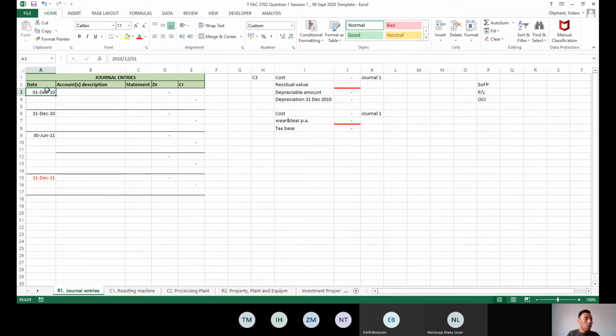So this is how your journal entries look, but they've already given you the dates in terms of what needs to happen. So you have the date, you have the account that you're going to debit or credit, and in which statement that account impacts. Is it your statement of financial position, is it your statement of profit or loss, or is it your other comprehensive income? That's very important for you to indicate, because if you have an account here that has no indication of which statement it impacts, to me it means absolutely nothing, because then your accounting books are messed up, right?